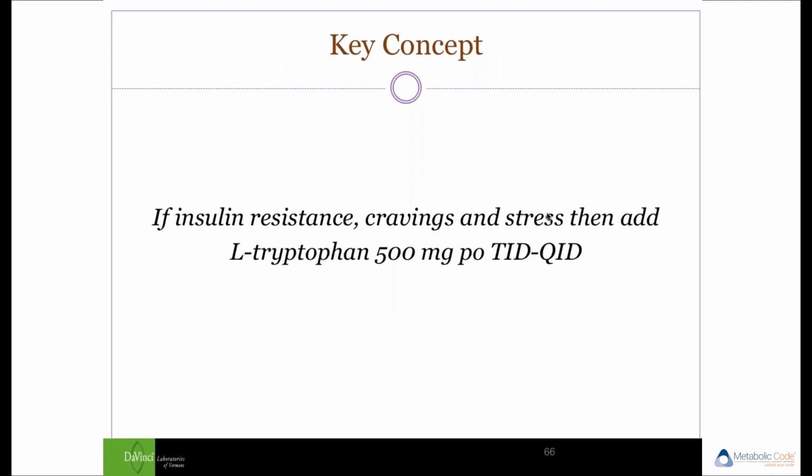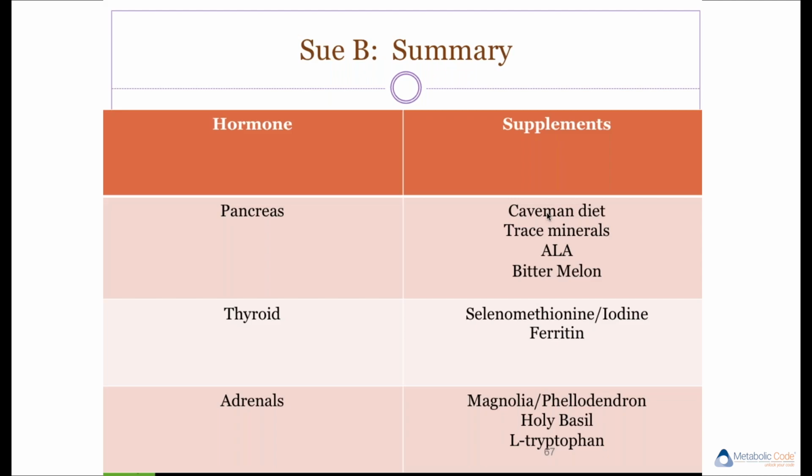Key concept. If insulin resistance, cravings and stress, then we add some tryptophan, 500 milligrams 3 to 4 times a day to boost serotonin levels. So this is really important. Now, tryptophan can be a little sedating in these patients, but if they're already activated, tryptophan can be very calming to the brain and elevate the mood.